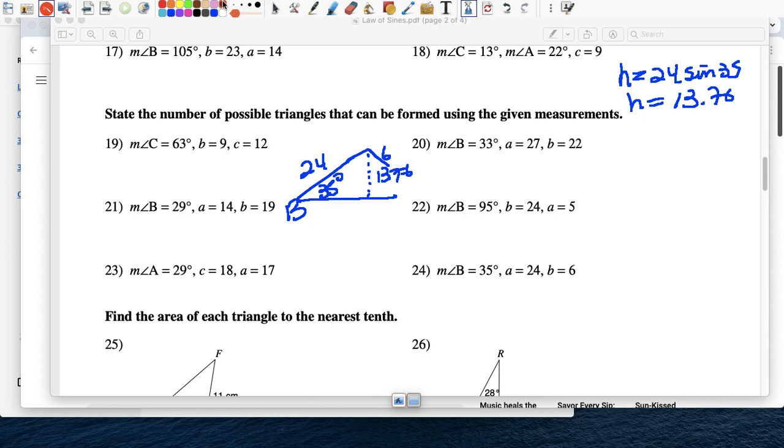So let's compare that 6, that second stick I gave you. Is that 6 greater than the height? No. Is that 6 greater than the other side given to us, the first stick, 24? No. What does that mean when it's a no and a no? I can't make a triangle given those two sticks and that particular angle. Okay? That's that.